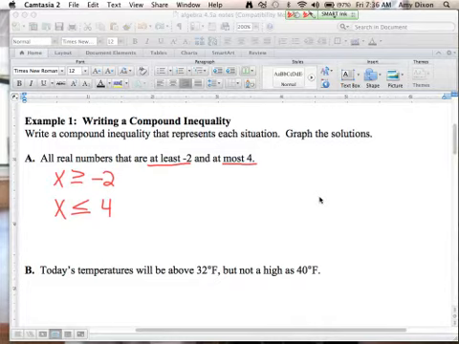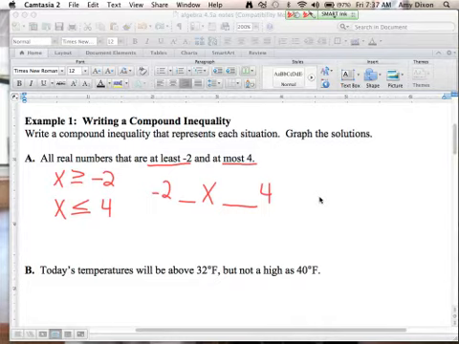So this is a compound inequality. We're going to connect these. Okay, we're going to make them into one inequality. Here's how we do it. We put the x in the middle. We're going to line up the numbers with the x. The smaller number is -2, so I'm going to put that on the left, and I'm going to leave a space right here for an inequality symbol. And then I'm going to do the same thing on the other side. I'm going to put a 4 and leave a space for an inequality symbol.